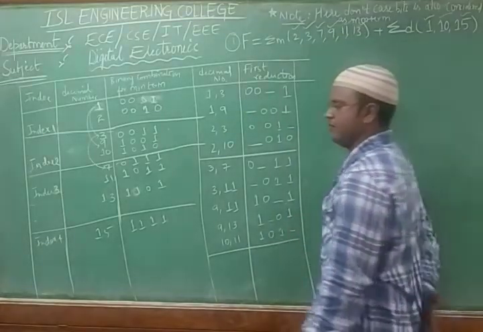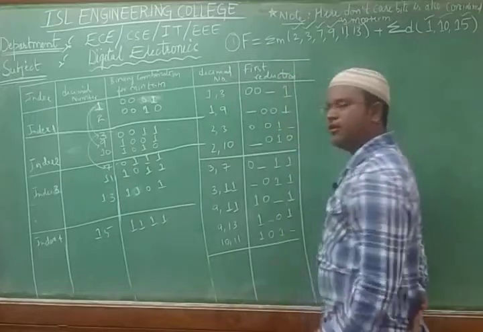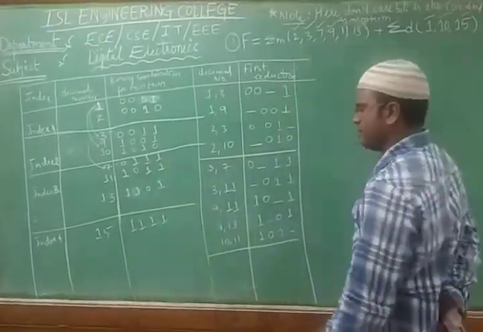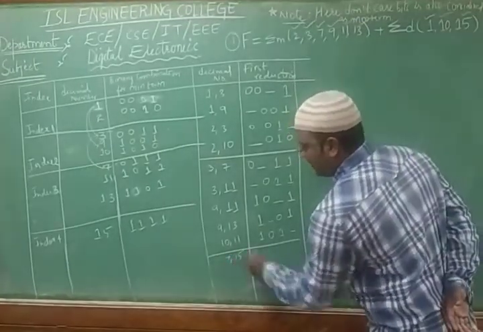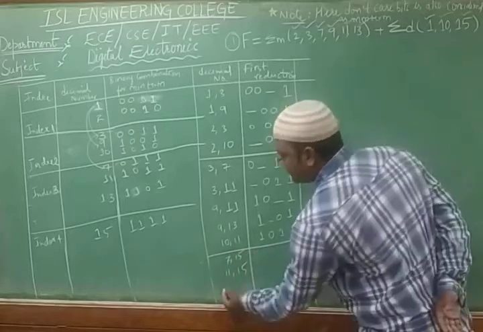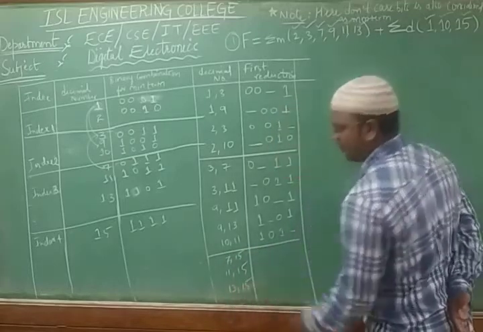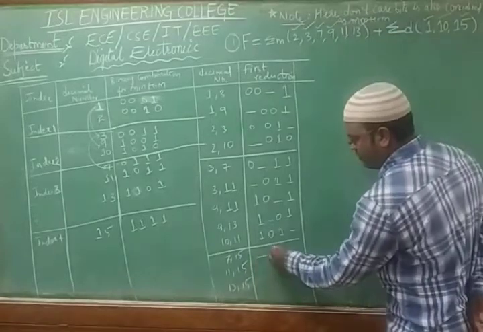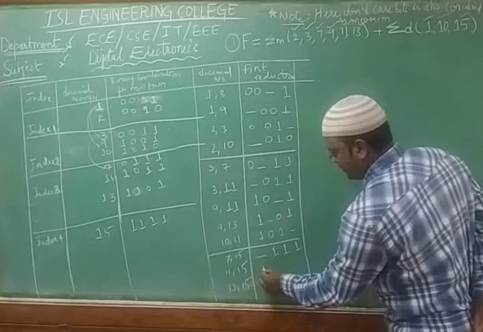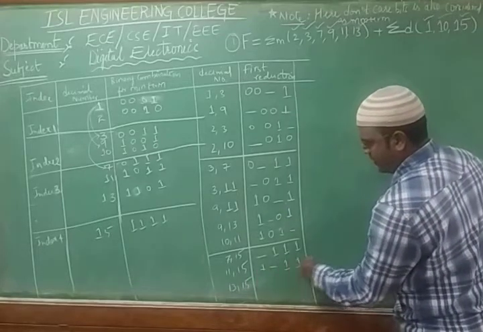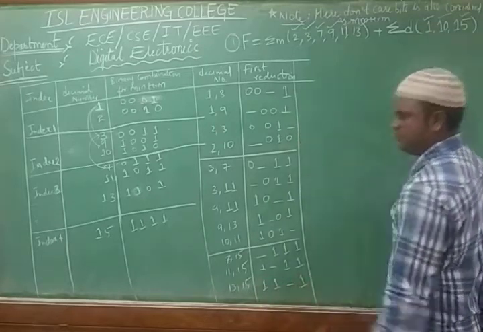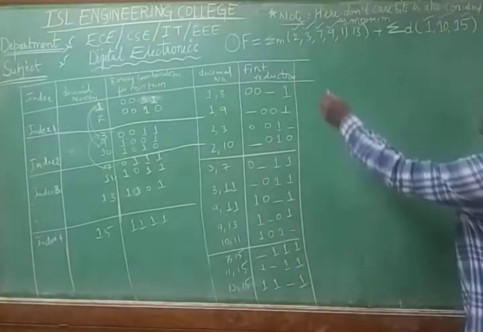Next, what is left out? Index 3 with index 4. All are possible, because here there are 3 ones and there are also 3 ones. So what will I get if I compare it? 7 with 15, then 11 with 15, and next 13 with 15. Comparing 7 with 15 gives dash, 1, 1, 1. Wherever the 0 is, put the dash. So I write 1, dash, 1, 1. Next, 1, 1, dash, 1. So I have completed my first reduction.